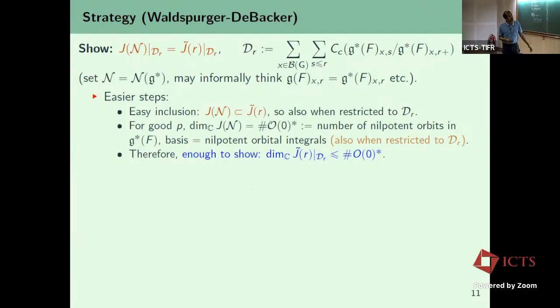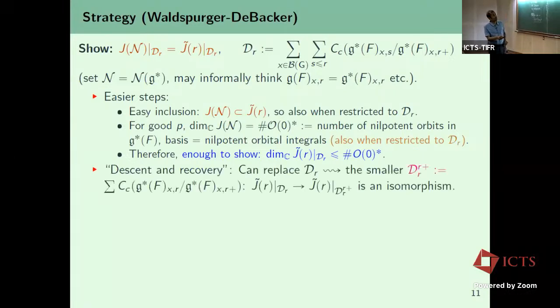The first step is the following. This dr is a pretty nasty space: it is a sum over all s less than or equal to r, and you don't want to deal with all of them. The first step, a very non-trivial observation of Roger Howe, is that you don't need to work with all the s. You just need to work with s equal to r. You can shrink dr to this smaller space and still preserve the dimension. The restriction of J tilde of R from dr to dr r plus is an isomorphism.